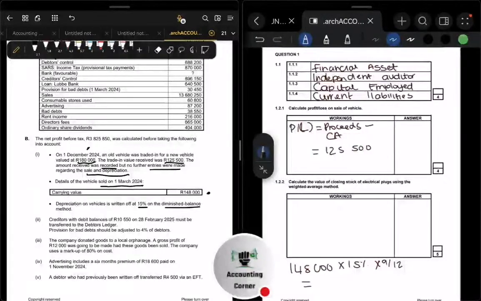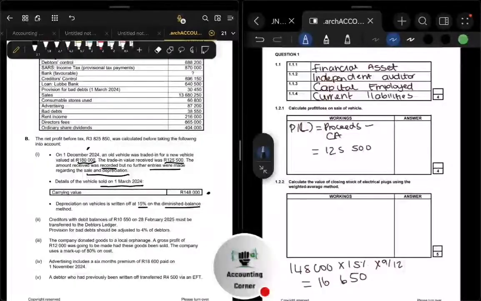Okay, so we have 148,000 multiplied by 15% multiplied by 9/12. And that gives us 16,650.